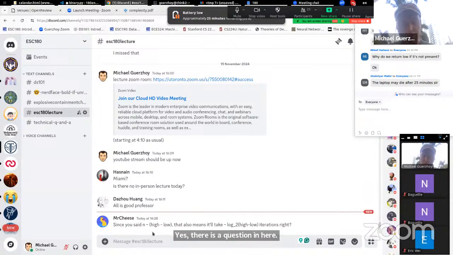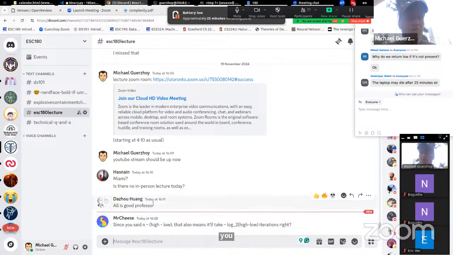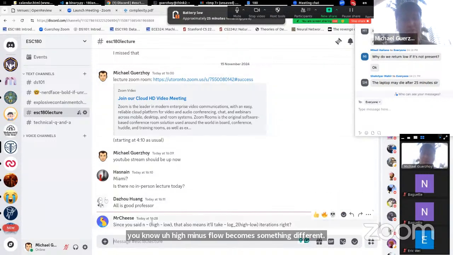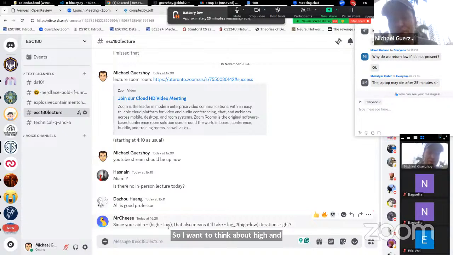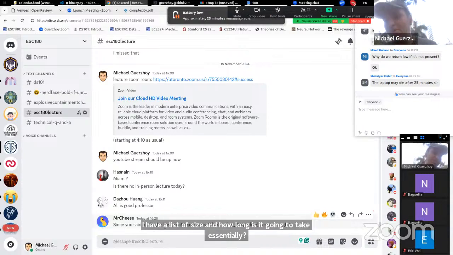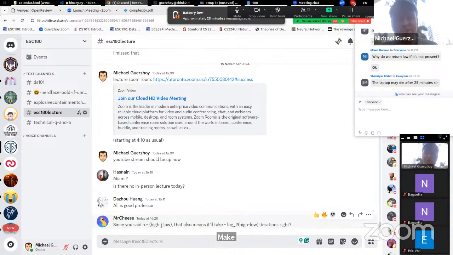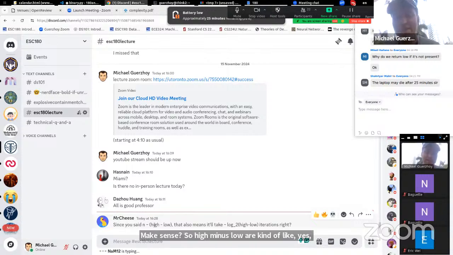So since n is high minus low, well, n is initially high minus low, right? And then high minus low becomes something different. So I want to think about high and low as local variables that I don't know about. So I'm asking, if I have a list of size n, how long is it going to take essentially? Make sense? So if you define low as 0 and high as n-1, then yeah, but those are local variables.